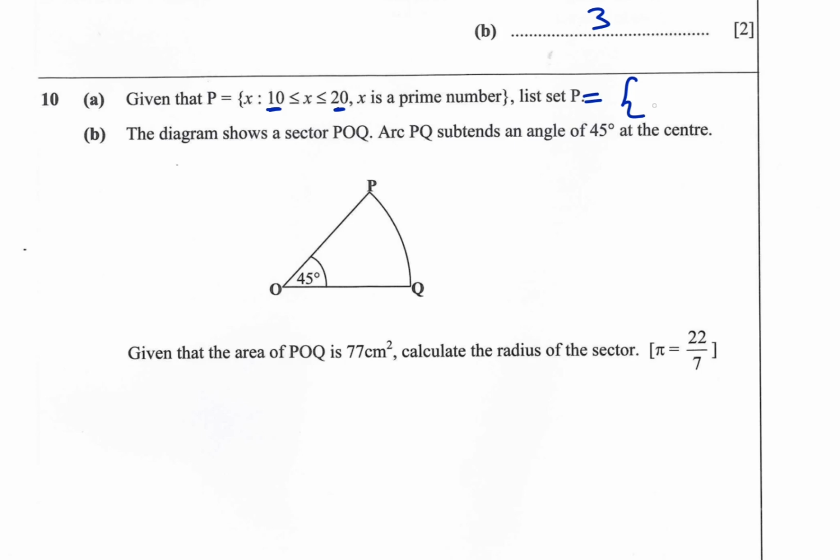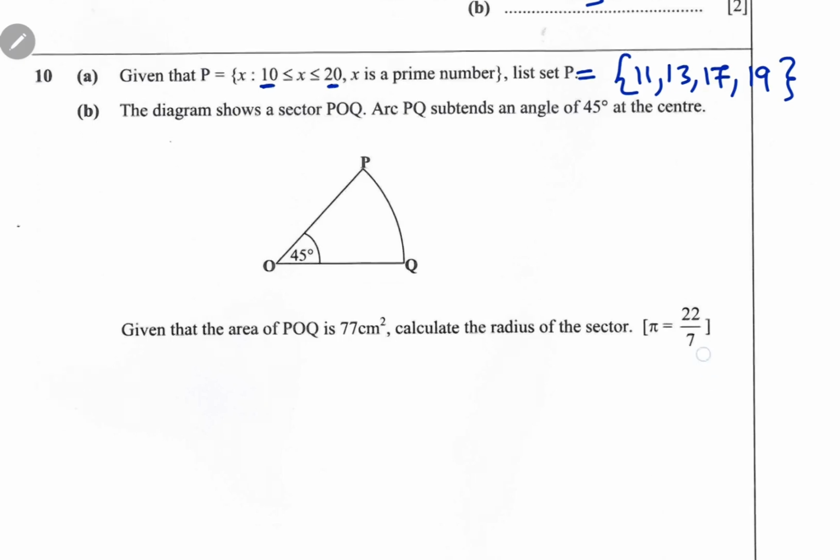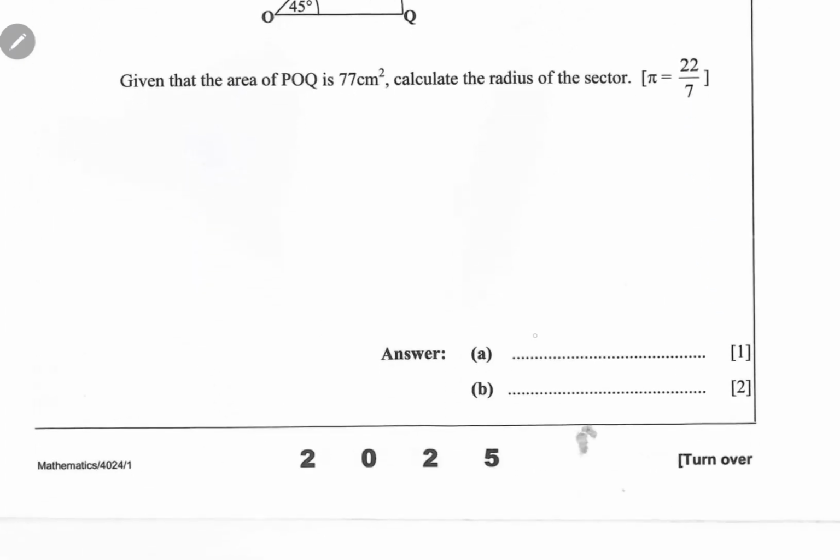Now, a prime number is just a number that is divisible by 1 and itself. Now, within that range from 10 to 20, you have 11. 11 is just divisible by 1 and itself. We have 13. 13 is divisible by 1 and itself. Then we have 17. Then we have 19. Okay, so this is the set that we are looking for. So we can list it here. So set P is equals to 11, 13, 17, 19.